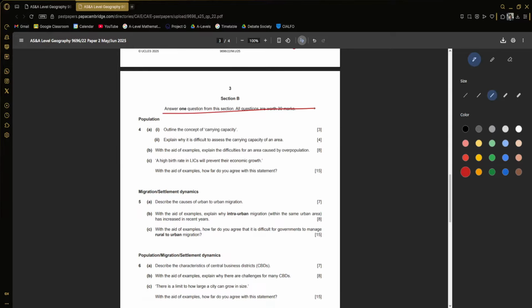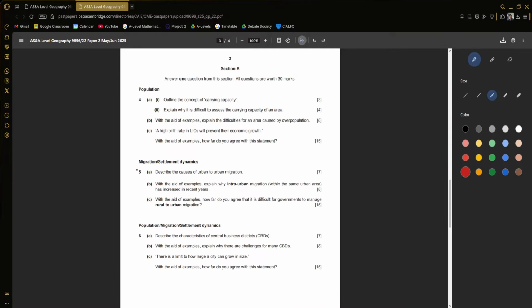You only answer one and you specialize on it. Again, as you can see here, that's kind of the triple thing again, like the combination of topics again. And I looked at the 15 markers to decide what question I wanted to do. For this one, a high birth rate will prevent economic growth. This question was fine. I think I could have done that.